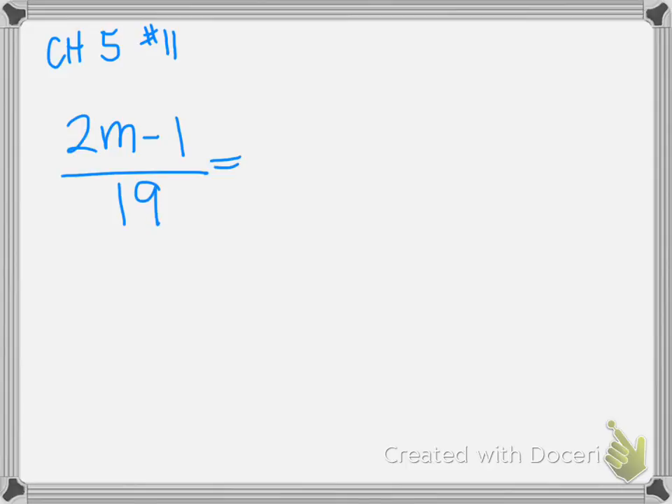Okay, so a couple questions we had on our practice at night was chapter 5, question number 11. And not all questions, but 3 specific questions in this group. So the first one would be 2m minus 1 divided by 19 equals m divided by 10.